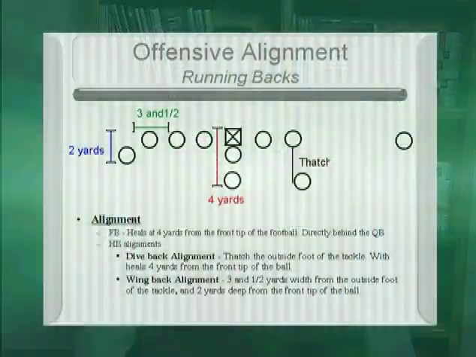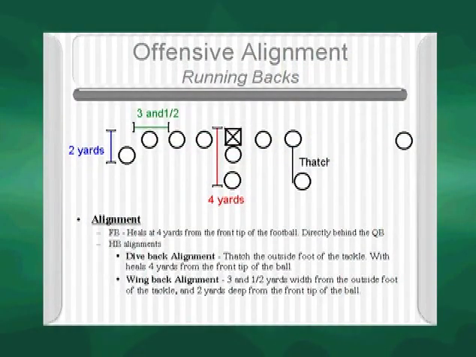The alignment of our offensive backs is slightly different than a traditional Delaware attack. We'll start with our fullback. We want to have our fullback's heels 4 yards directly from the front tip of the ball. This is the ball's width, the length of the ball, closer than a regular wing T attack. We feel that extra distance gives us a better chance to run the dive option attack. Our fullback is in a 2-point stance, and he's directly behind the center with his heels at 4 yards.